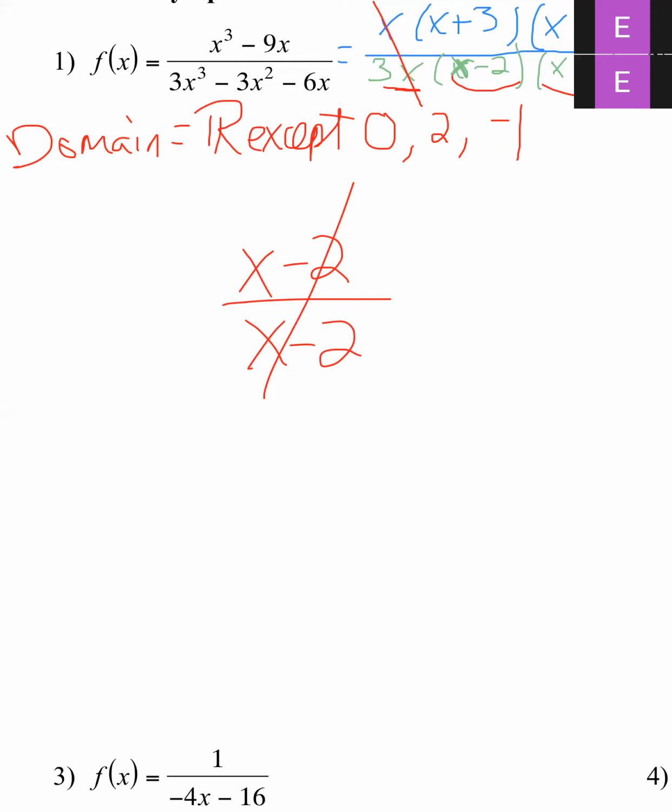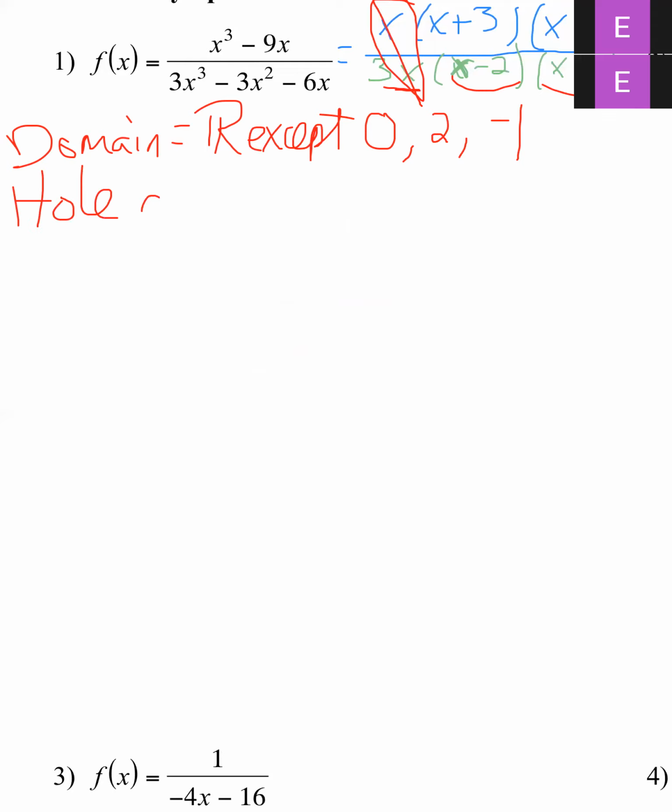So in this case, the only thing that got canceled out was the x's. And what 0 came from those x's? 0. So I'm going to have a hole at x equals 0. So when I graph this, I'm going to have a little pinpoint hole in my graph at x equals 0. Okay, let's see what's next.